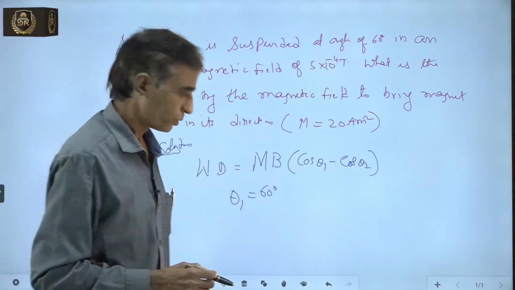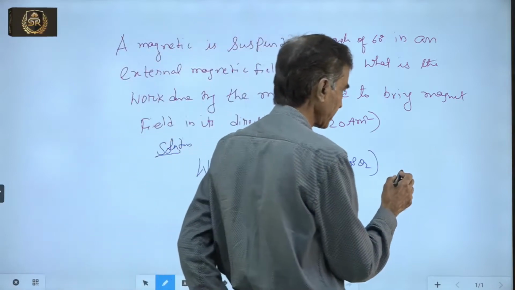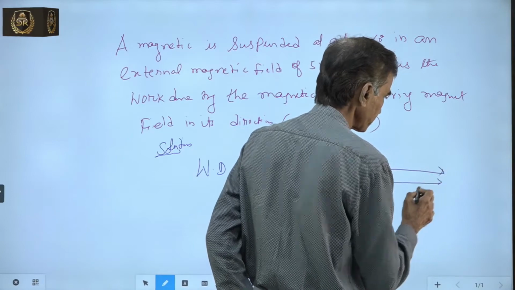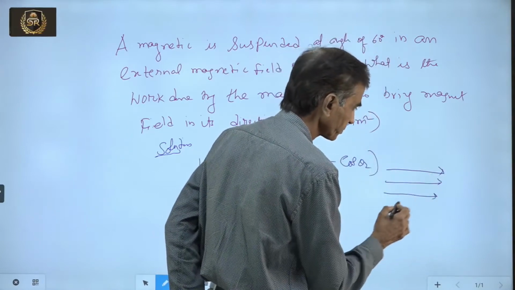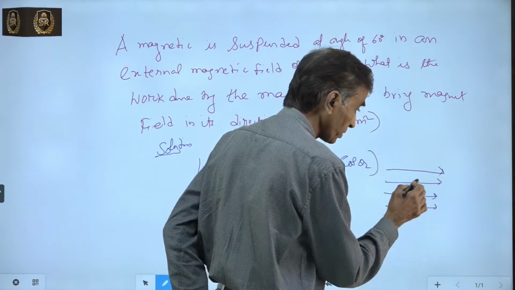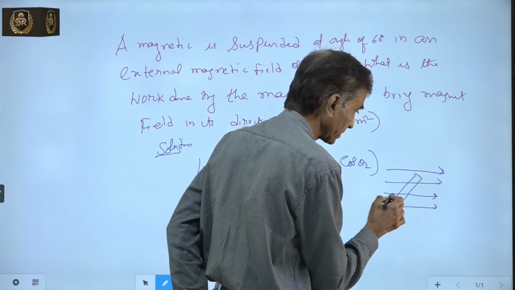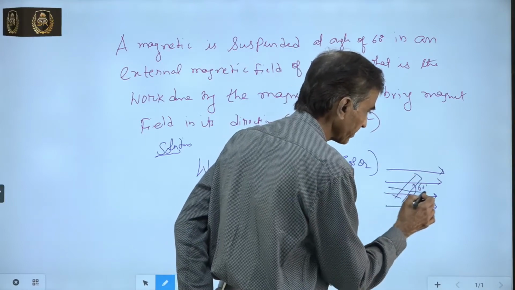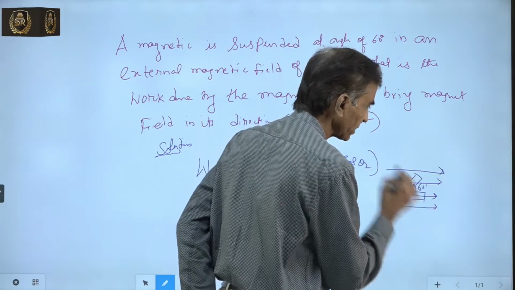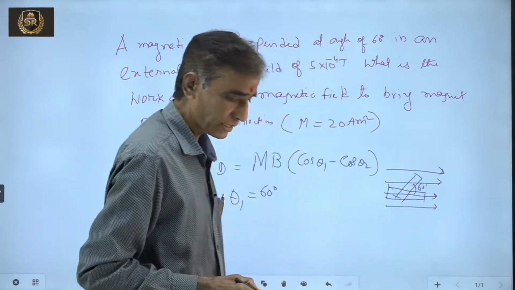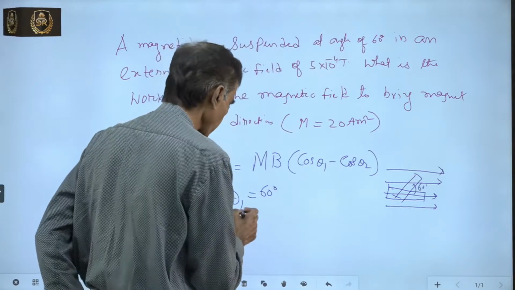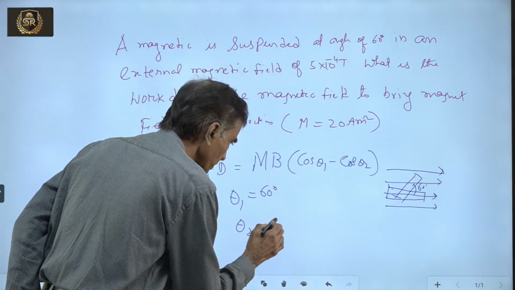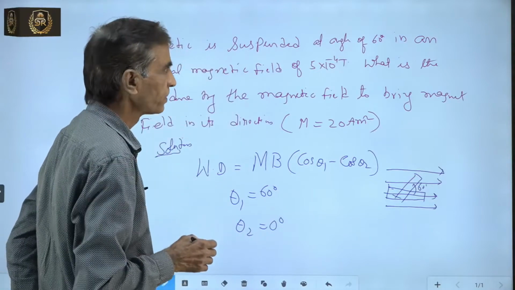What is theta 2? See the magnet, when you see, this is the magnetic field, uniform magnetic field. Now, initially the magnet is making an angle of 60 degrees. Now, it is coming in line with the field. So, what is theta 2 now? Theta 2 equal to 0. So, theta 2 is equal to 0 degrees.